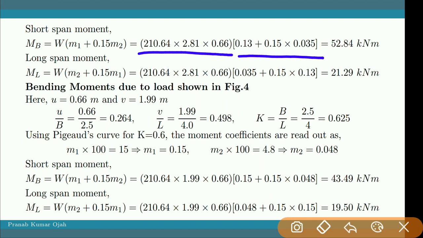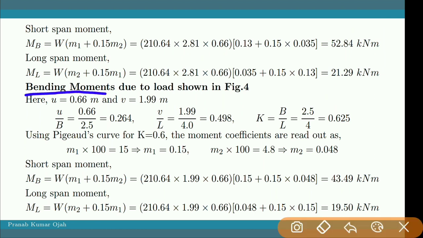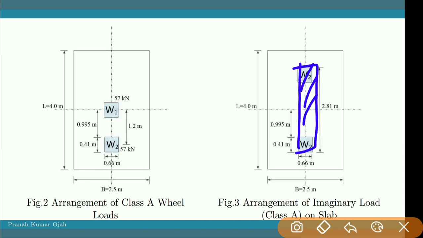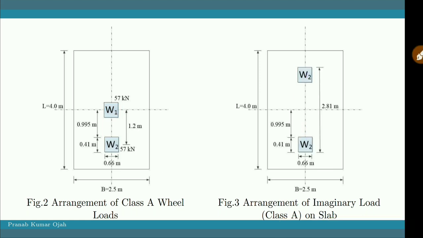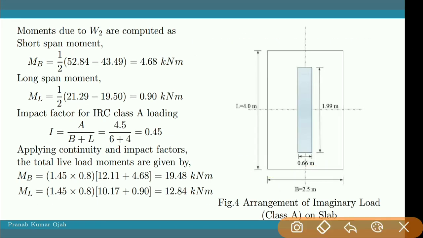M1 is 0.13, M2 is 0.035. Similarly, I will calculate ML. This is the short span bending moment, and this is the long span bending moment. So the next step, I have to calculate the bending moment due to the load shown in figure 4. Before going to figure 4, in figure 3, already we have calculated the bending moment due to the load acting in this rectangle, including both W2. Now I will calculate the bending moment when the load is applied in this small rectangle, excluding the W2. So in figure 4, it is shown the small rectangle which is excluding W2.